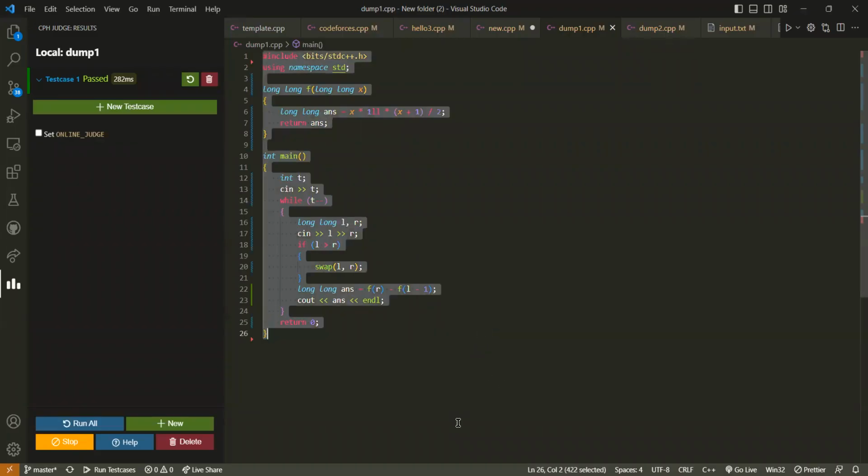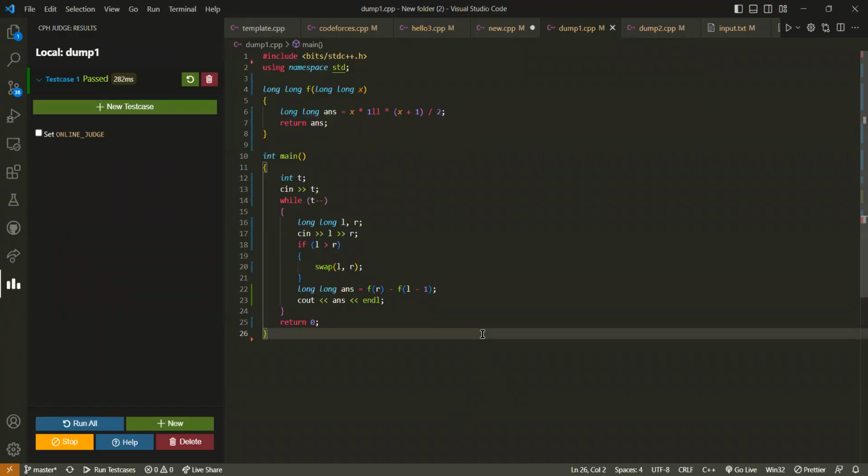So what is the doubt? It is the syntax in line number 6: x into what is that symbol? 1LL. What is this thing? This thing, yes.